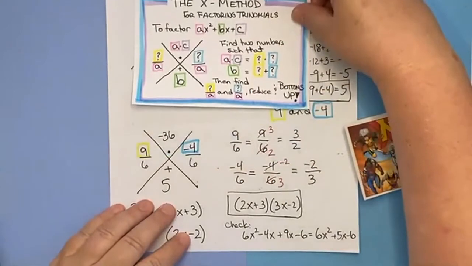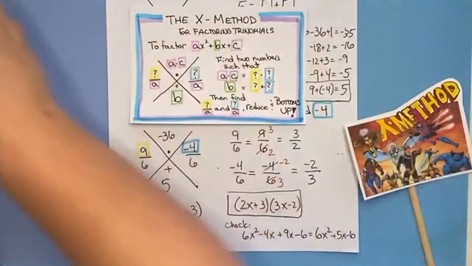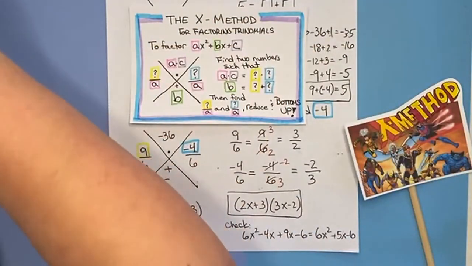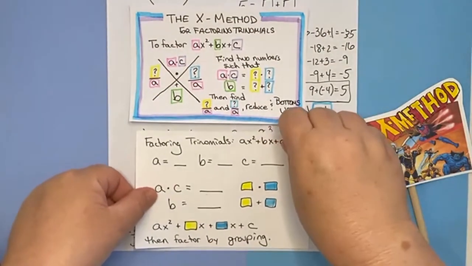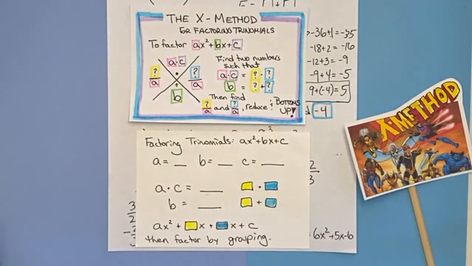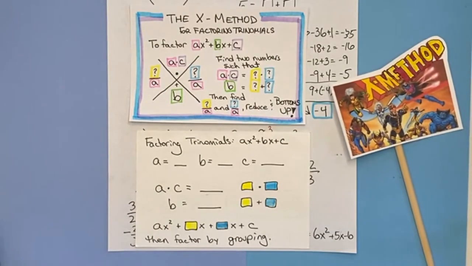Oh, you know what? I lied. I'm going to go one step further. For those of you who really like the AC method, there's also the AC method, which is a slightly less fancy version of the X method.